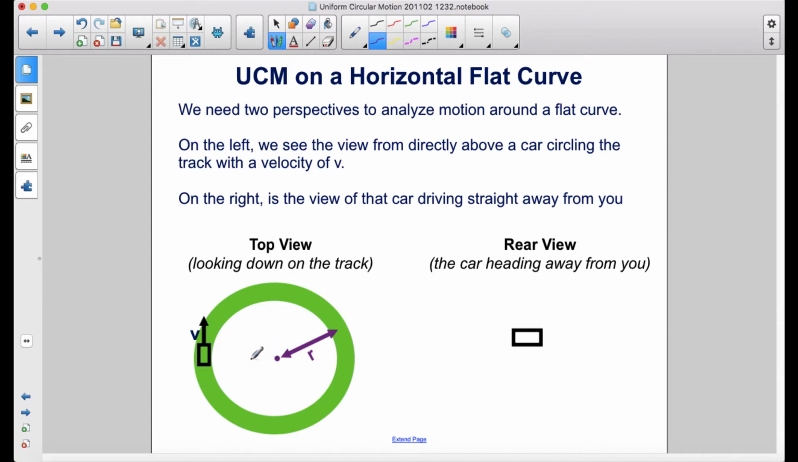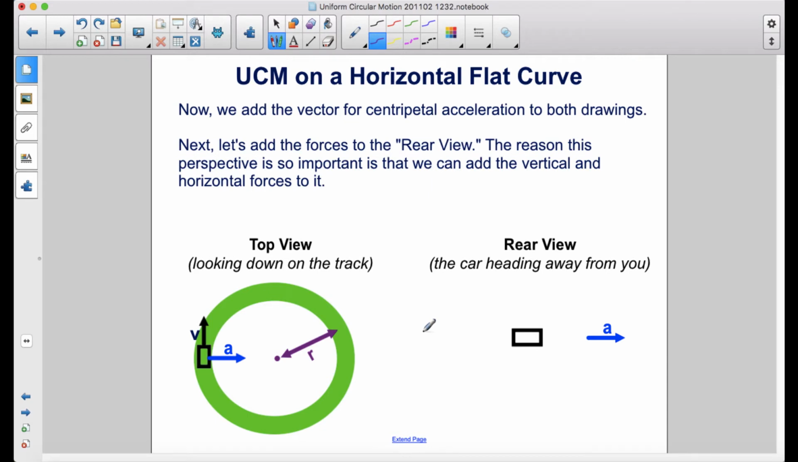On the left, we see the view from directly above a car circling the track with a velocity of v. On the right is the view of that car driving straight away from you. So it's as if you were standing on the road right behind the car watching it go. So here we have our top view and our rear view. Now we add the vector for centripetal acceleration to both drawings.